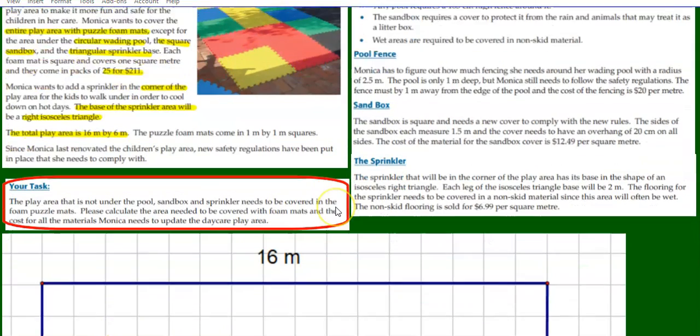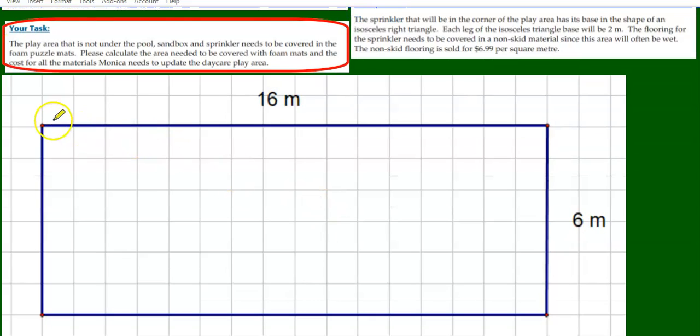So the first thing I did was draw the actual play area. It's 16 meters by 6 meters. So I have my graph paper here, and I actually made it 16 by 6. So these are all the mats that are going to be covered. Each one of these squares is 1 meter by 1 meter. So I'm going to be putting a mat in all of these spaces.